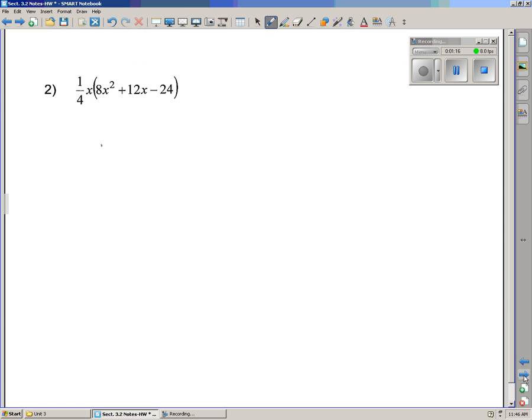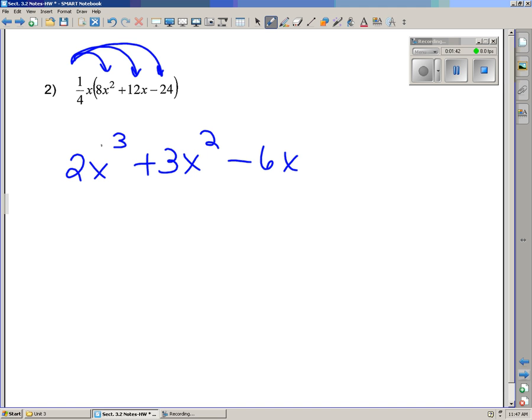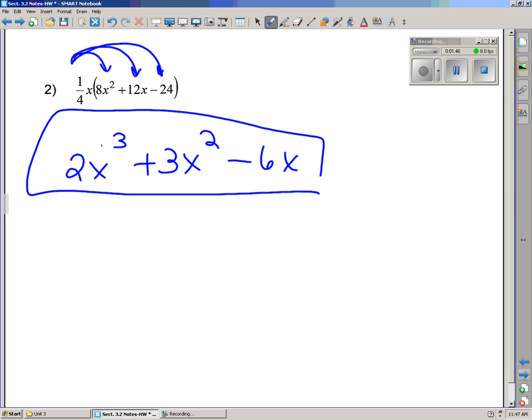On the next one, don't let the fractions bother you. It's not a big deal. It's asking you to do 1/4 x times 8x squared. Well, essentially, you're just saying, what's a fourth of 8? Or 8 divided by 4. And what comes out here is going to be 2x cubed. What's a fourth of 12? That's going to be 3, but then the x's give you x squared. What's a fourth of negative 24? It's a negative 6, but you can't forget your x. Again, there are no like terms. That's your final answer.